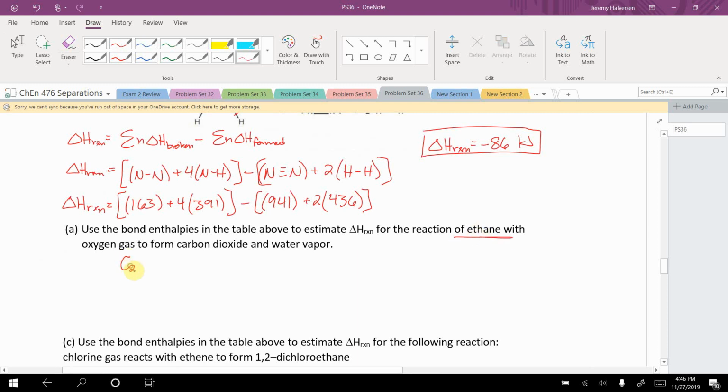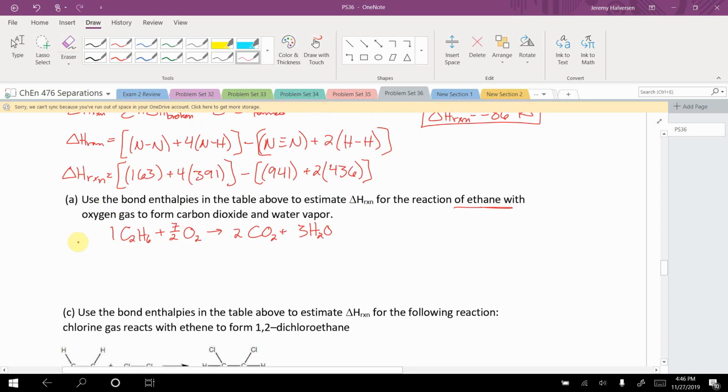So ethane is going to be C2H6 plus O2 forms CO2 plus H2O. I only want 1 mole of this, so that's going to give me 2 of those. I'm going to need 3 of these, which leaves me with 7/2 of that.